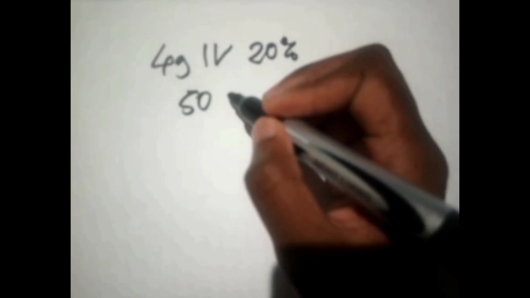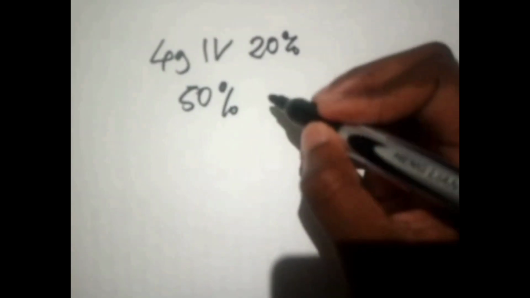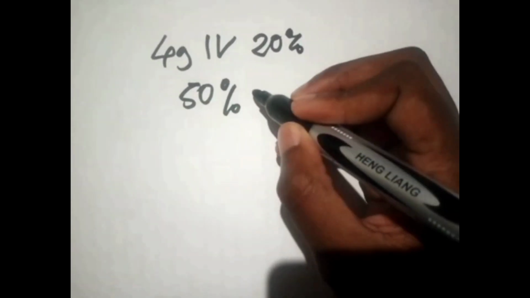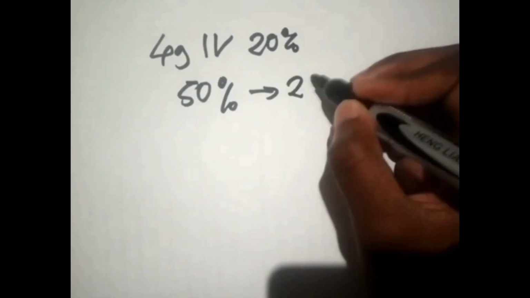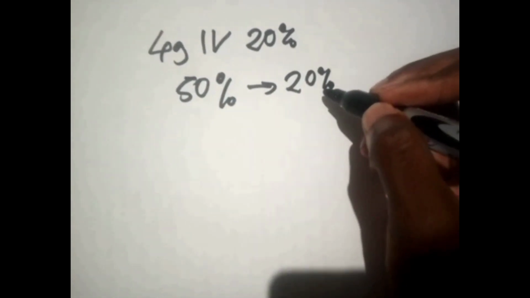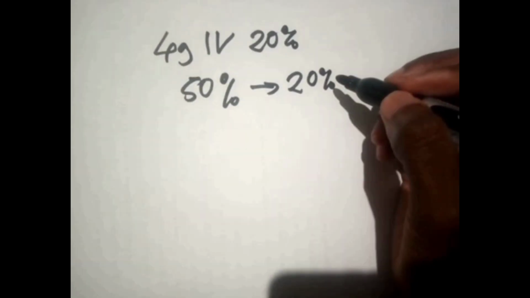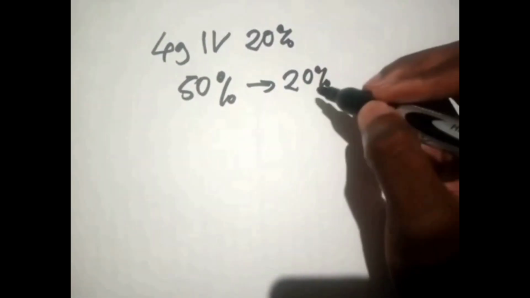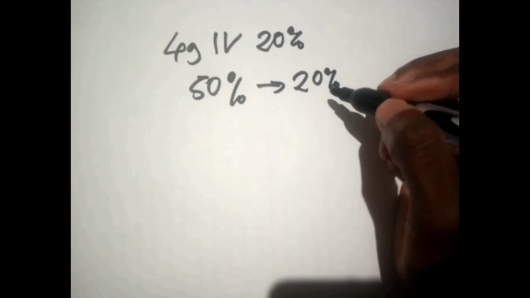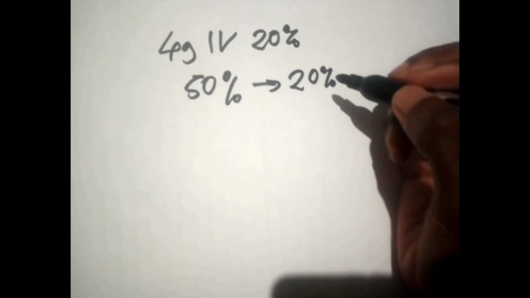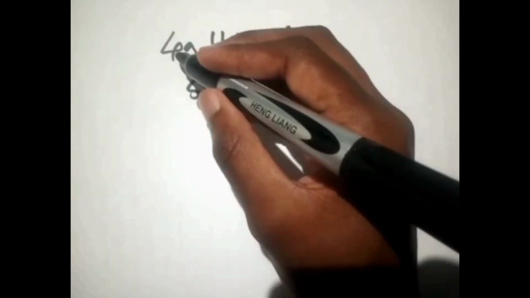So now for the 4 gram IV, remember we are supposed to give it at 20%, and the one we have on the ward is 50%. So how do we make this 50% into 20%? Before we make it into the 20%, we first find how many mils we can get from the 50% that will be equivalent to the 4 grams.